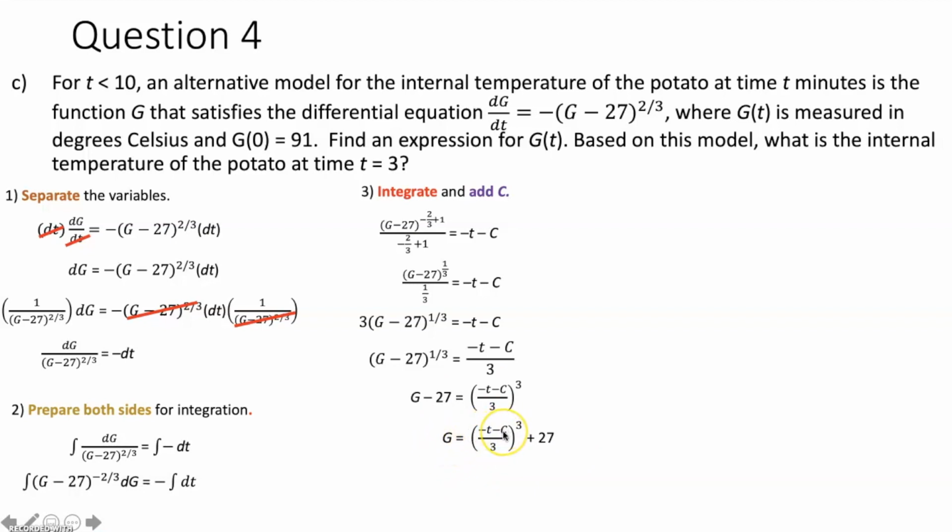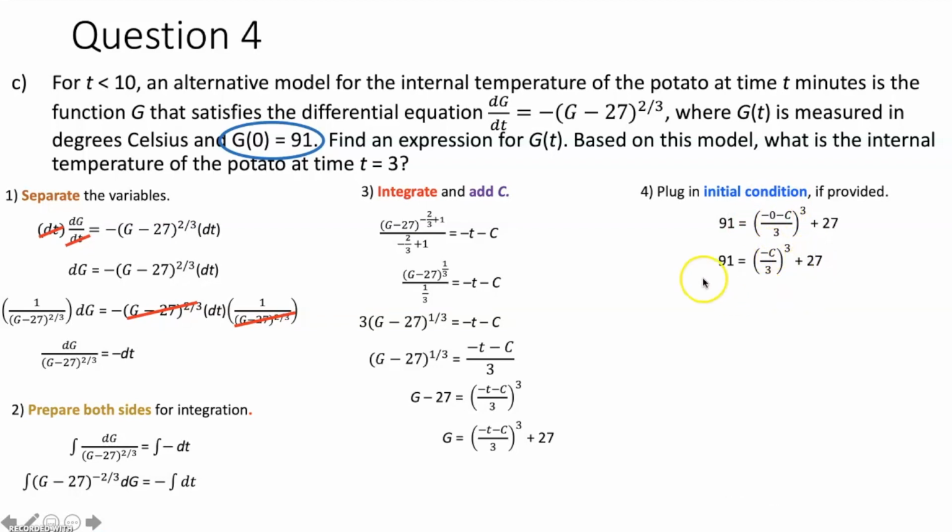Now, since c is still in our equation, this would technically be considered the general solution. But we want the particular solution because it gives us an initial condition. G of 0 is equal to 91. So that means we're going to take 0, plug that in for t, take 91, plug that in for g. And we can solve for c. So to solve for c, we just simplify this numerator up here. Negative 0 minus c is just negative c.